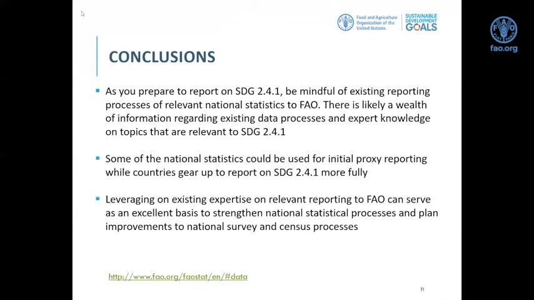We think it's important that you keep in mind as you prepare to report on 2.4.1, the existing reporting processes that are already well established here at FAO for national level statistics. There's a wealth and a wide range of information that's already available on FAOSTAT regarding these existing data processes and expert knowledge on topics that are relevant to 2.4.1. Some of these national statistics, which I'm sure Arbab and Stefania have gone into more detail in, can be used for initial proxy reporting for countries as they gear up and they strengthen the data reporting for 2.4.1.